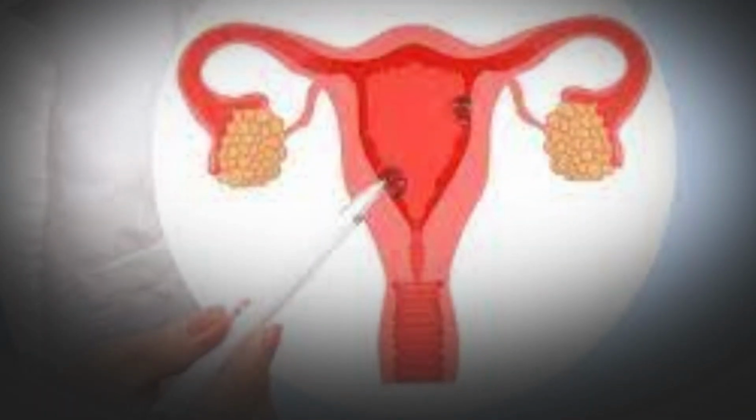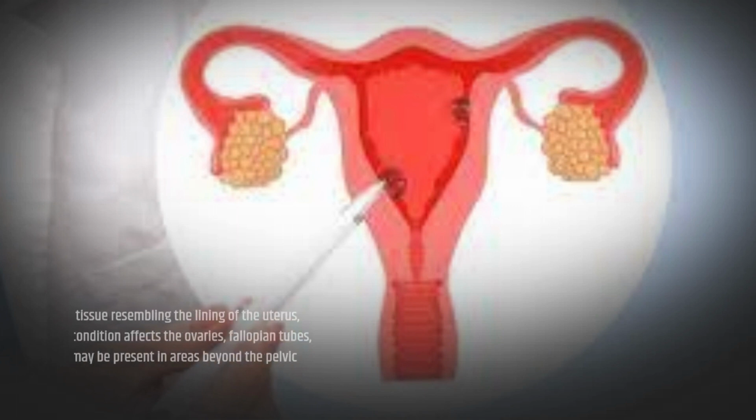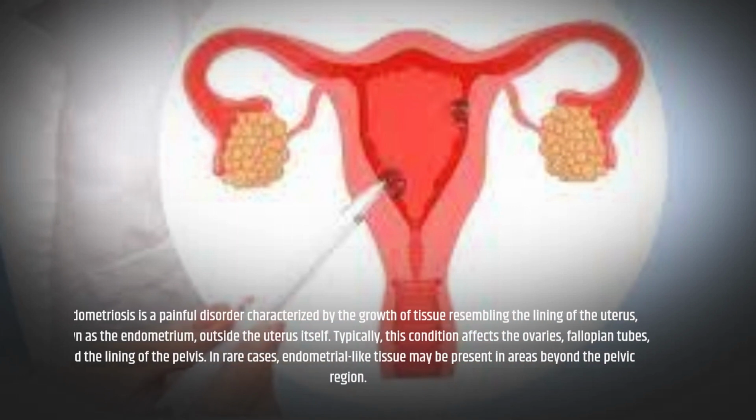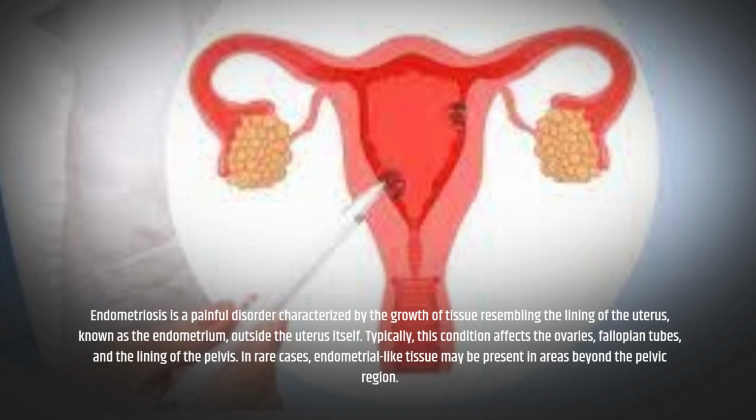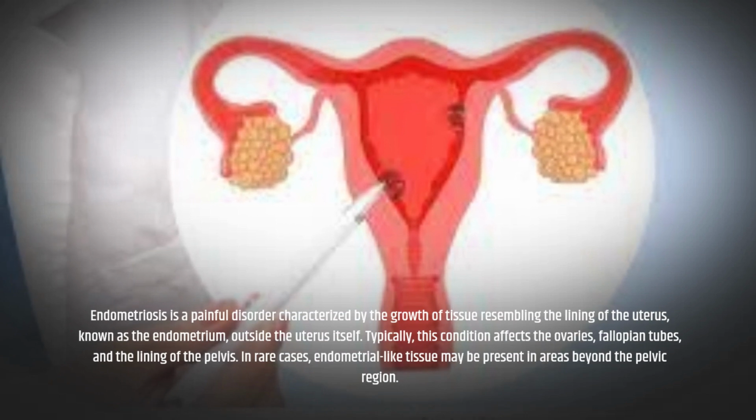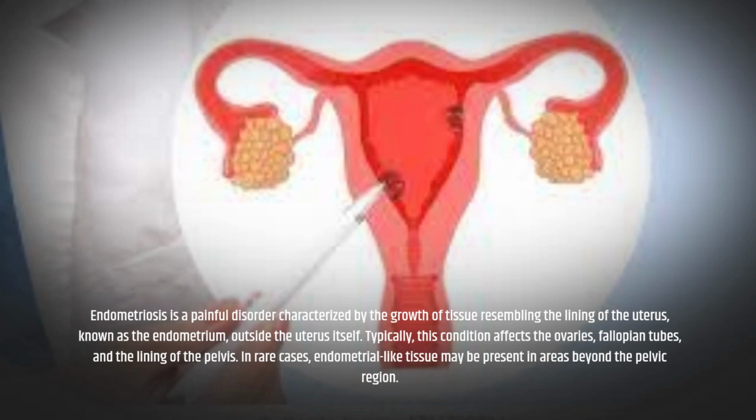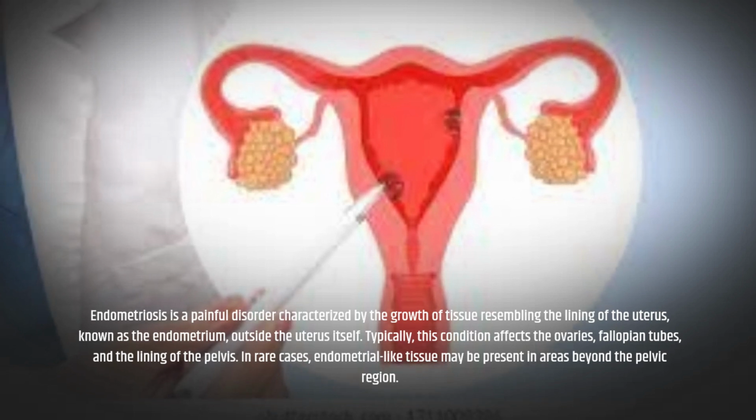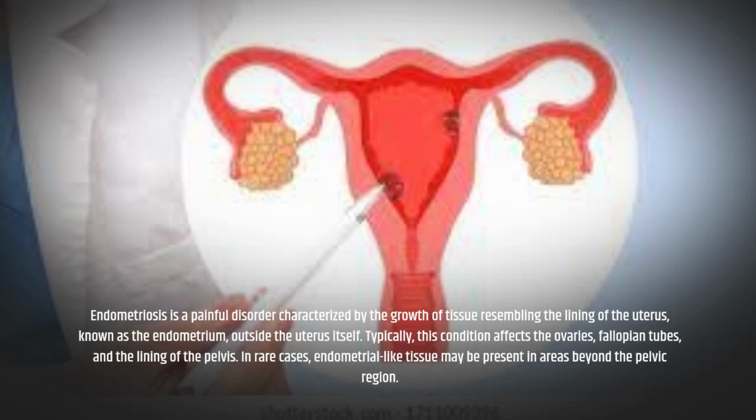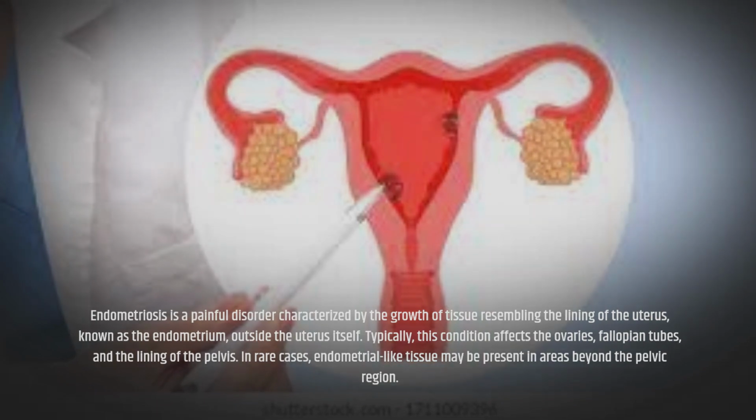Endometriosis is a painful disorder characterized by the growth of tissue resembling the lining of the uterus, known as the endometrium, outside the uterus itself. Typically, this condition affects the ovaries, fallopian tubes, and the lining of the pelvis. In rare cases, endometrial-like tissue may be present in areas beyond the pelvic region.